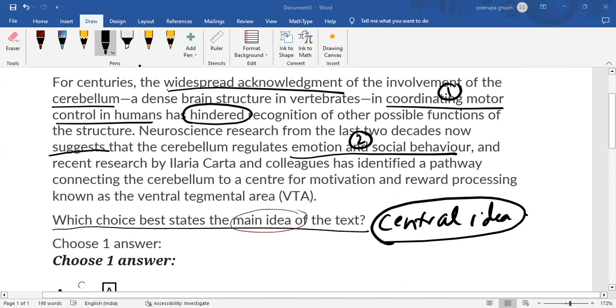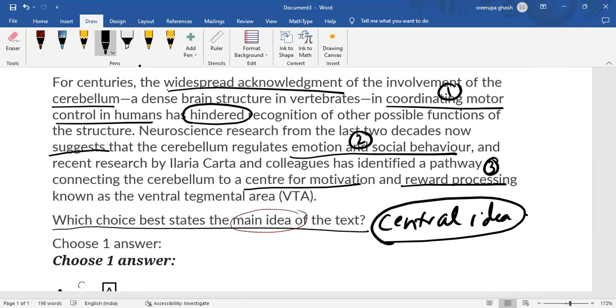Okay, look at the second part. And recent research by this and colleagues has identified a pathway connecting the cerebellum to a center of motivation and reward processing. Some more functions. That's right.